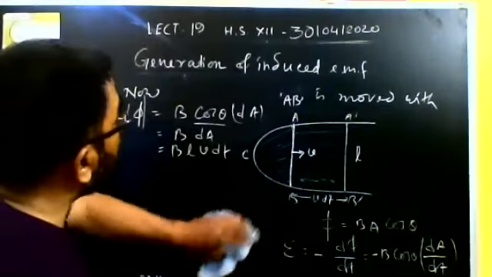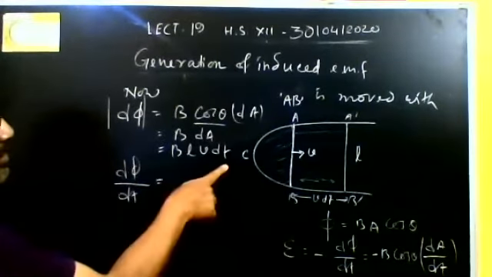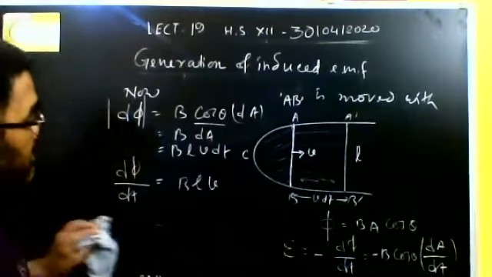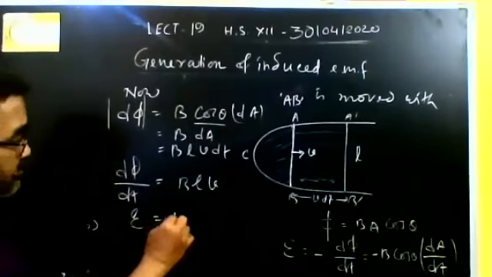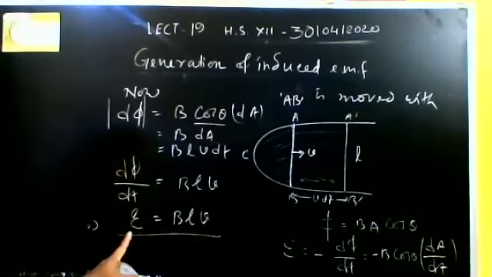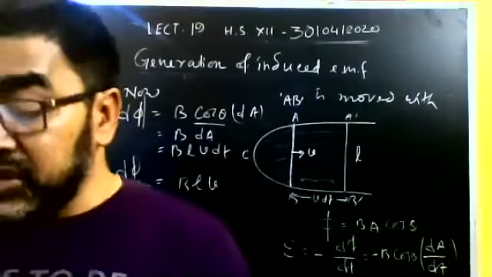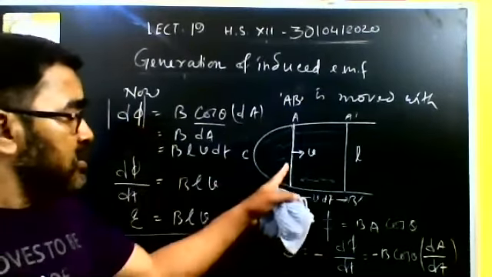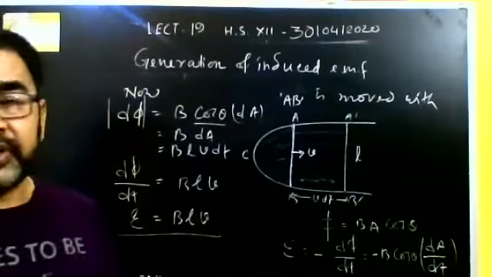Now, dividing both sides by dt, d phi by dt is B L v. This gives the induced EMF, B L v. B is the magnitude of the magnetic field, L is the length of the conductor, and v is the velocity of the conductor.